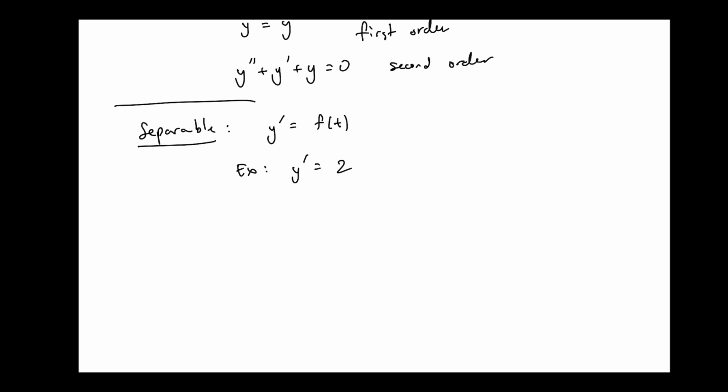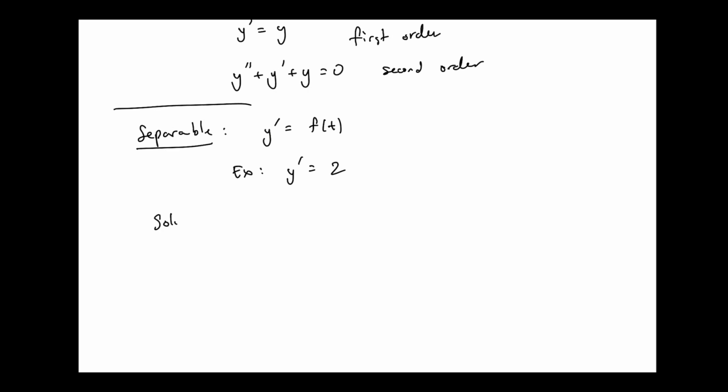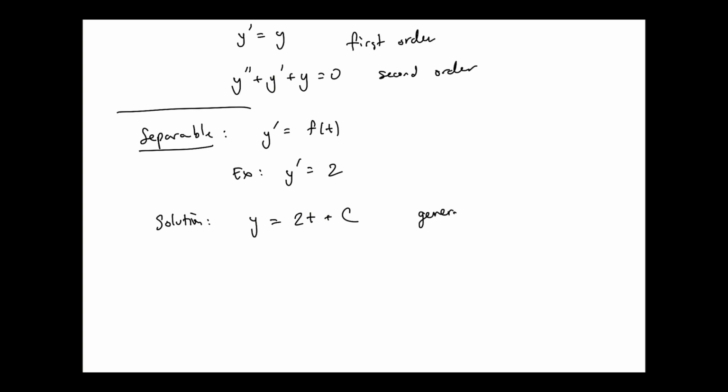So for example, if I said that y prime is equal to 2, what's the solution to this? y would be 2t or 2x, just whatever the variable is, plus some unknown constant. Because what's the derivative of 2t plus c? 2, which is what we started with. So it satisfies the given original equation. When we get a solution like this, this is what's called a general solution because it still has this unknown constant in it. And I don't know what that constant is.